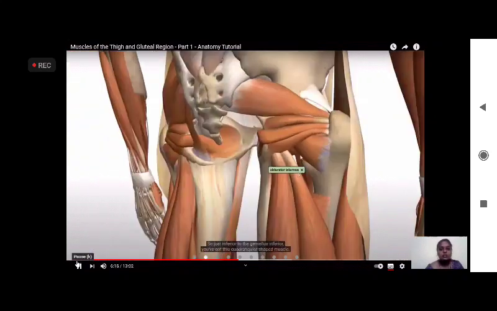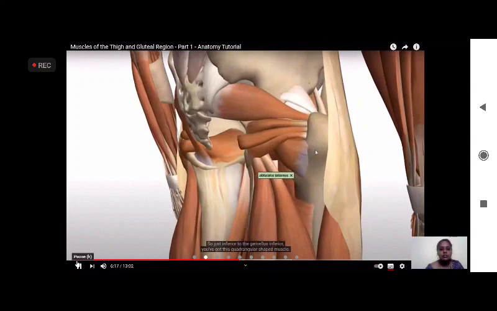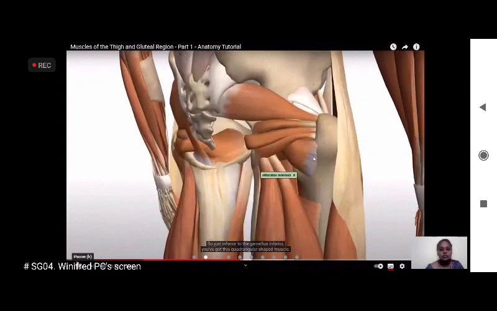So just inferior to the gemellus inferior, you've got this quadrangular shaped muscle. This is called the quadratus femoris muscle, and this again externally laterally rotates the femur. All these muscles laterally rotate the femur.